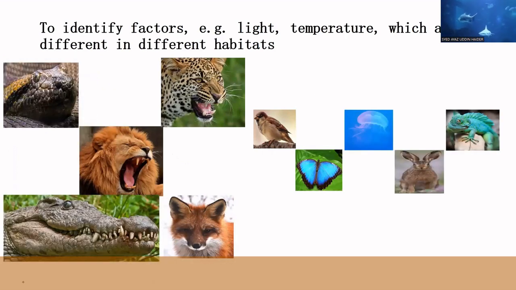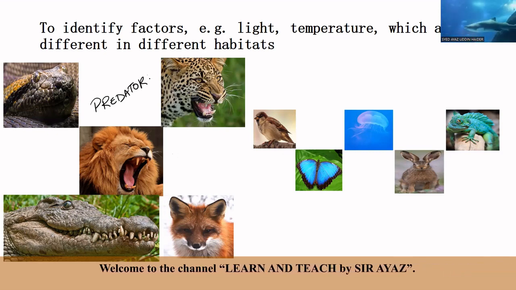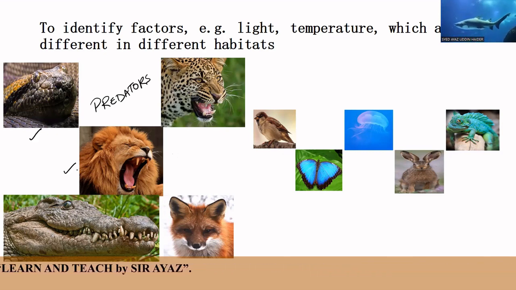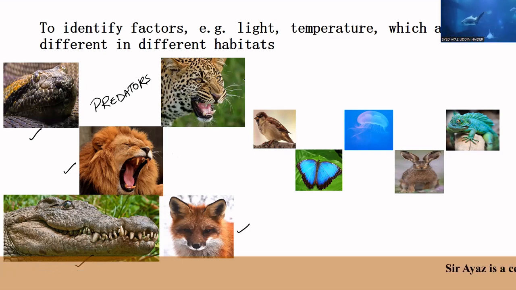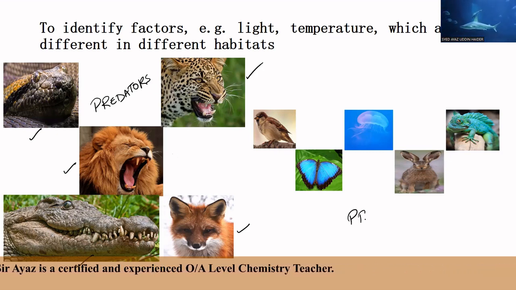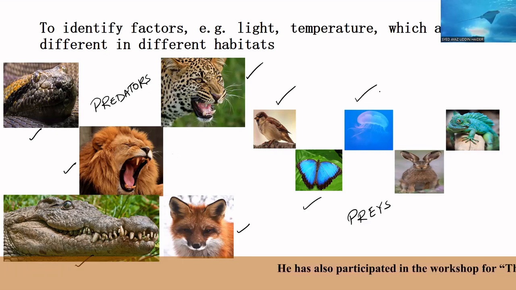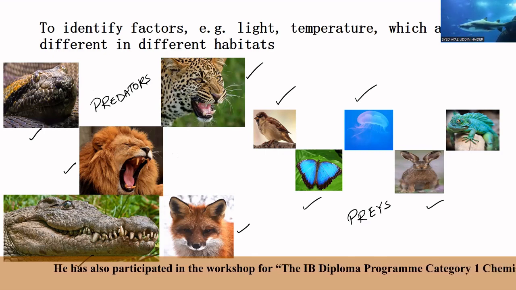This diagram shows predator and prey. On the left-hand side, you have predators. You have anaconda, lion, crocodile, jackal, and leopard. And on the right-hand side, we have prey. These all are prey. We have sparrow, butterfly, jellyfish, rabbit, and some kind of lizard.